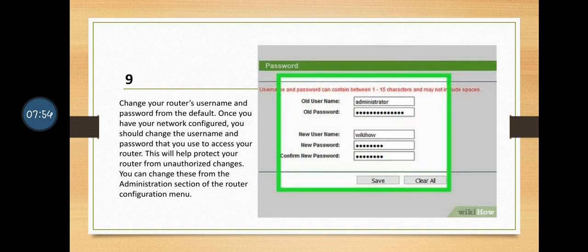Number 9. Change your router's username and password from the default. Once you have your network configured, you should change the username and password that you use to access your router. This will help protect your router from unauthorized changes, and you can change this from the administration section of the router configuration menu.